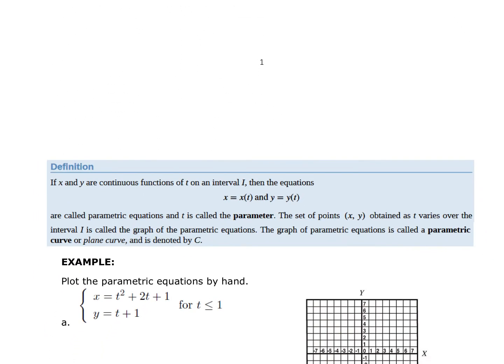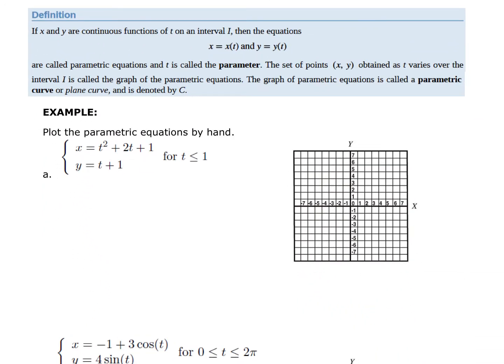So now let's define it formally. If x and y are continuous functions of t on some interval I, then the equations x is equal to x of t and y is equal to some function y of t, we call these parametric equations, where t is the parameter. It is the set of the points x, y obtained as t varies over the interval I, and it is the graph of the parametric equation. The graph of the parametric equation is a parametric curve or a planar curve, and it's denoted by C.